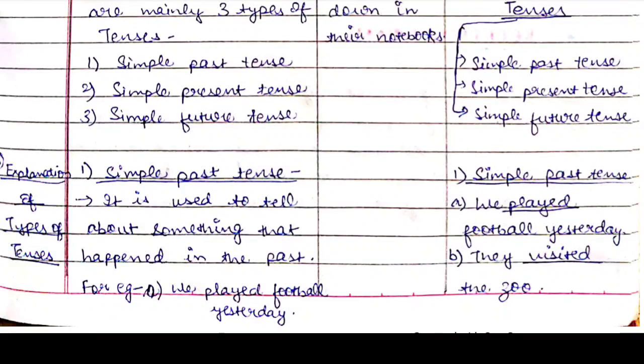So first is simple past tense. We'll explain to them that it is used to tell about something that happened in the past. For example, we played football yesterday, and we'll write the examples on the board. We'll underline played, which denotes the simple past tense. Then the next example is they visited the zoo.